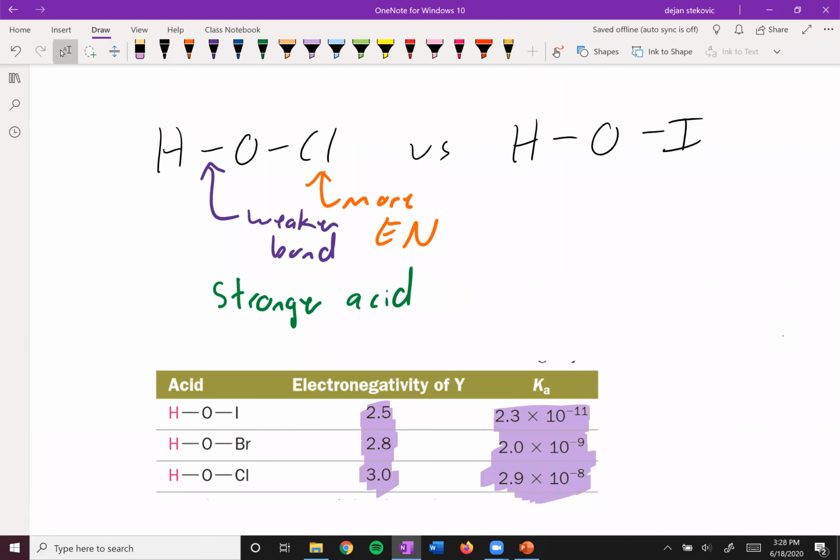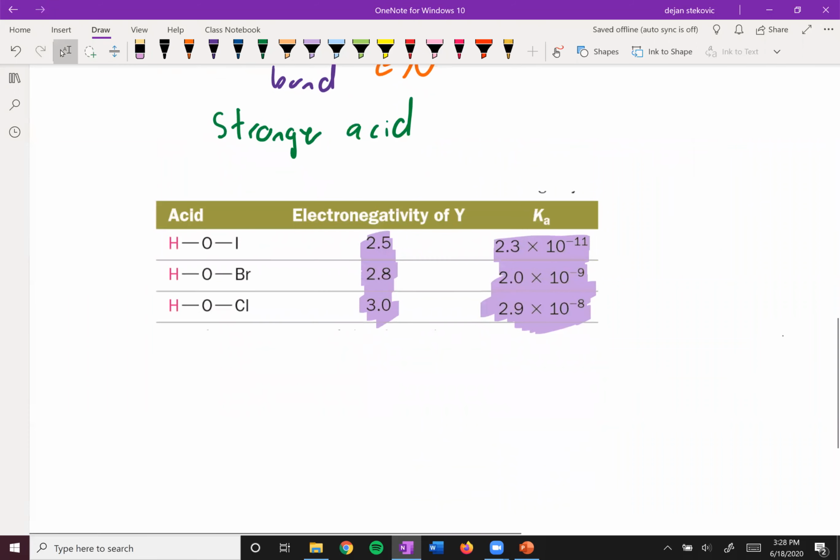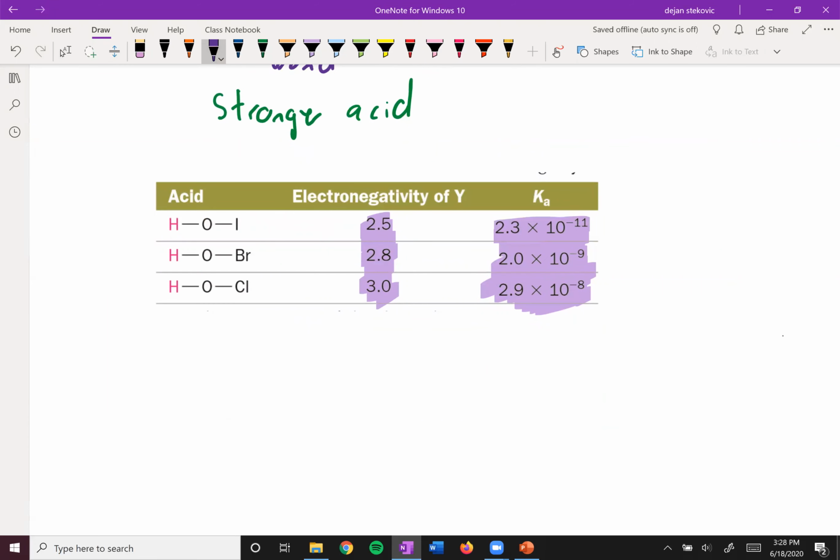The overall size of these elements is not important anymore because they're no longer directly bonded to the hydrogen. And we're not talking about breaking a bond between, in this case, the halogen and the oxygen. We're talking about breaking the bond between the oxygen and the hydrogen. So when you have the more electronegative element, you will have a stronger acid. But what if they're the same element?